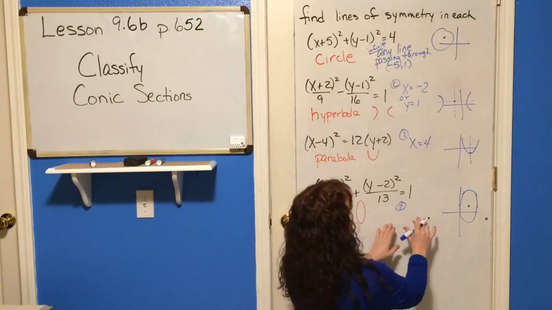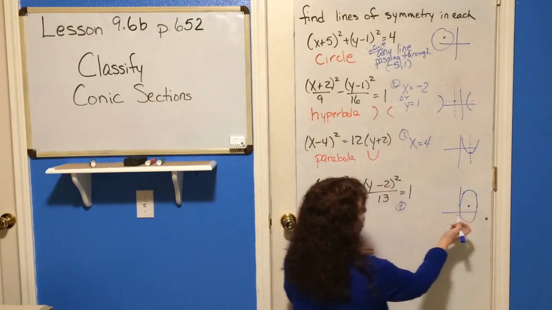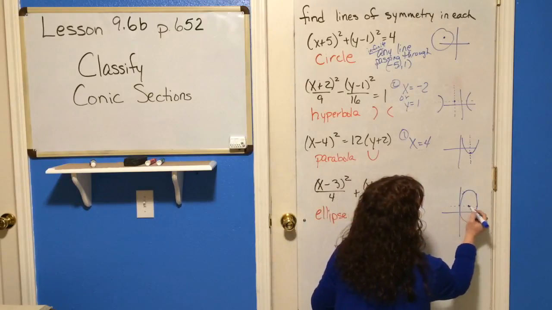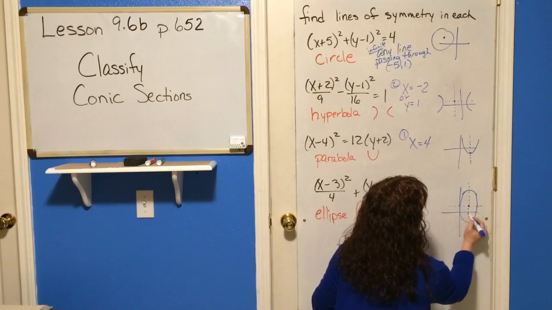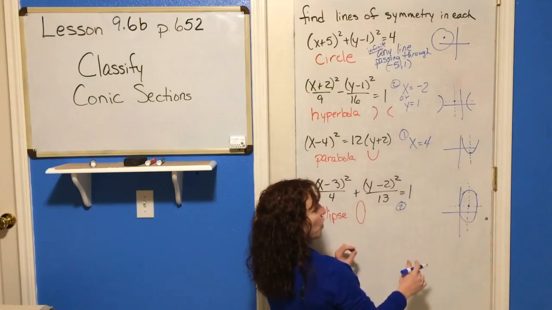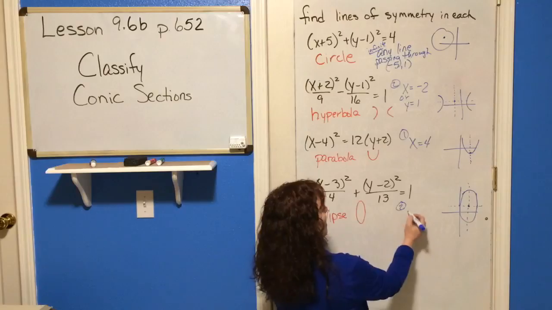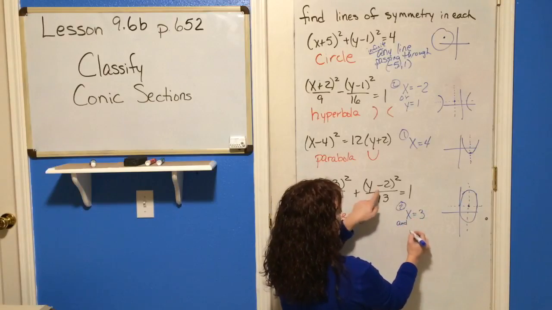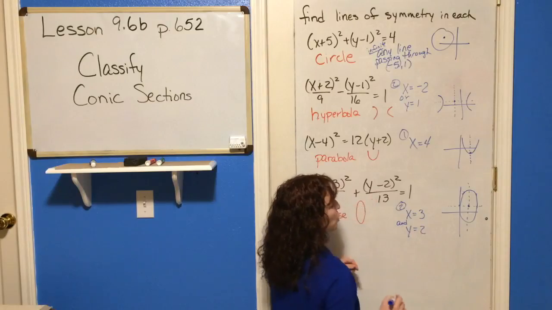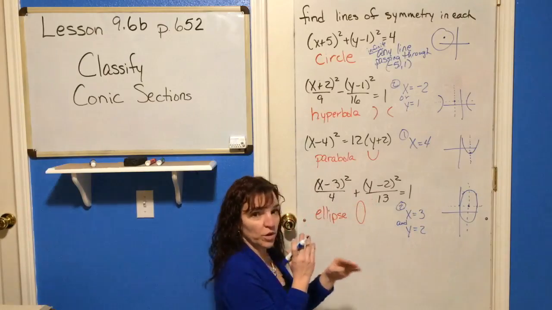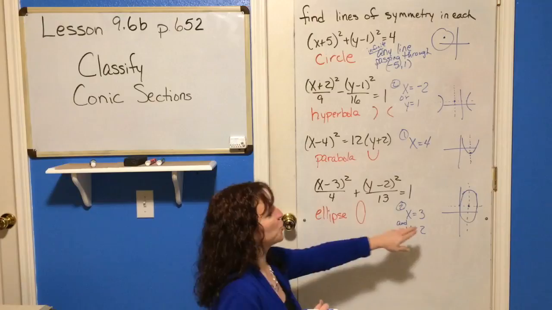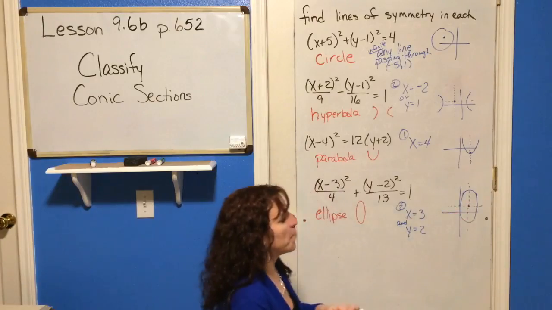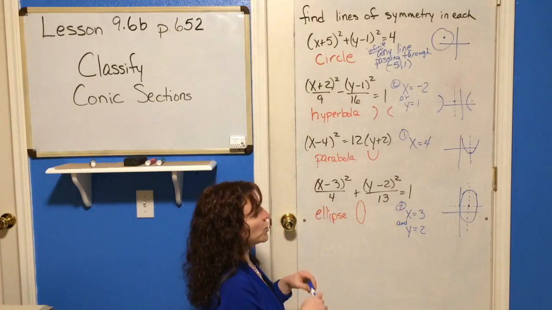So your lines of symmetry are going to be the horizontal and vertical lines that go through the center of your ellipse. So it's going to be x equals 3 and y equals 2. Those are your two lines of symmetry that are going to go through the center. So your center point is going to be your point of reference for those lines of symmetry.